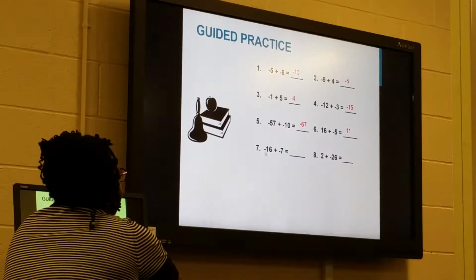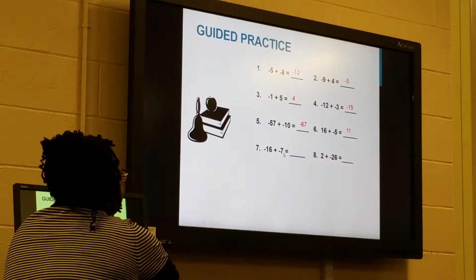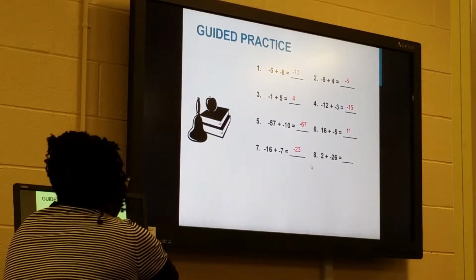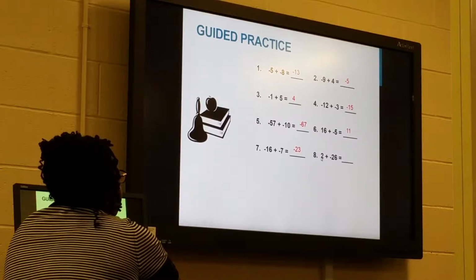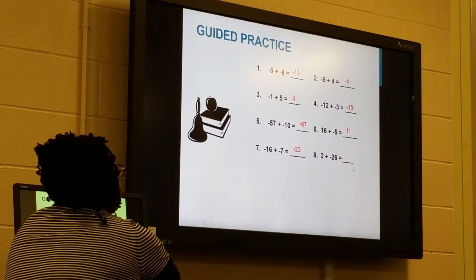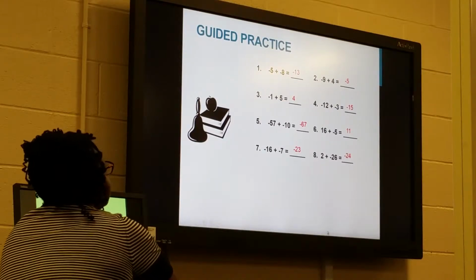Okay, there's a negative and a negative. Add, and keep the same sign. Negative. There's a positive and a negative, so we subtract, and we keep the sign of the bigger number, negative.